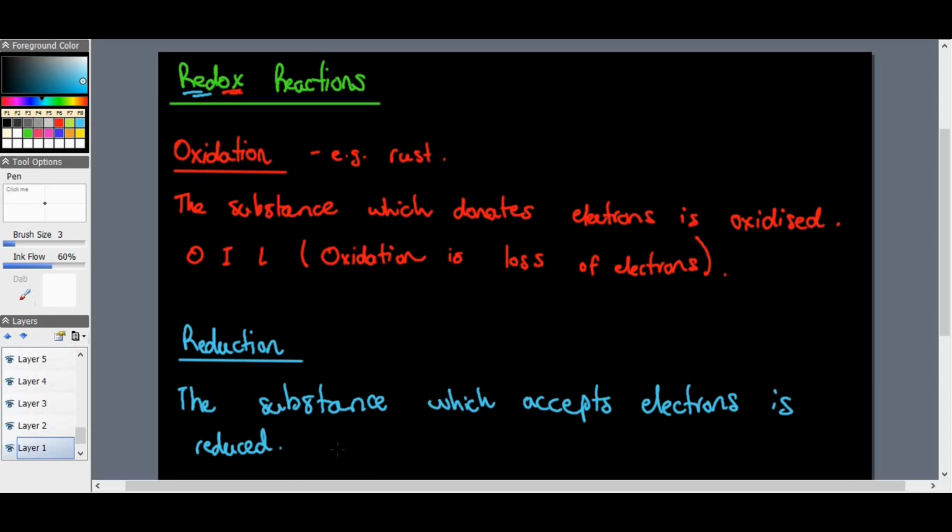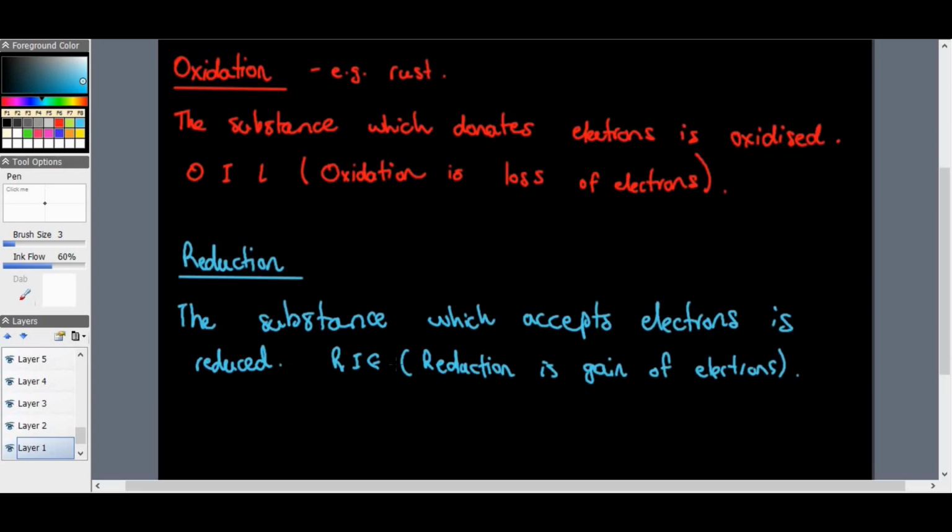So we form another acronym called RIG, R-I-G, which helps us remember this: reduction is gain of electrons. Let me write this a little bit clearer. So those are the definitions. The substance that loses electrons is oxidation. The substance that accepts or gains electrons is called reduction.